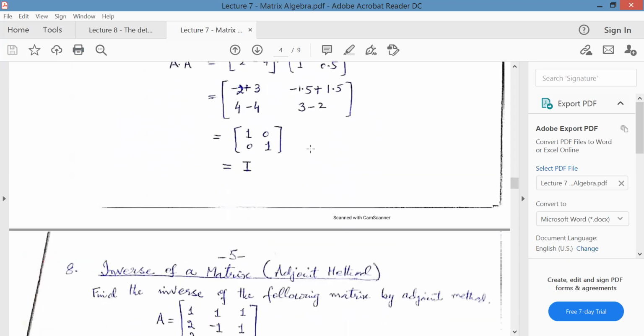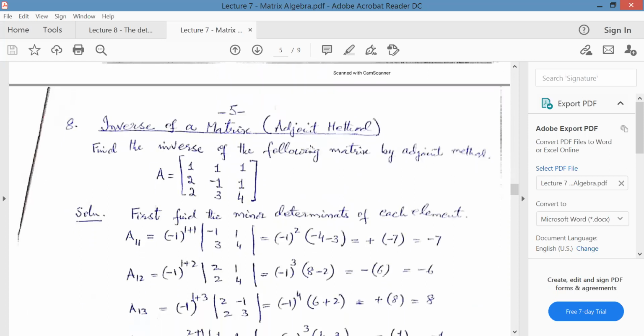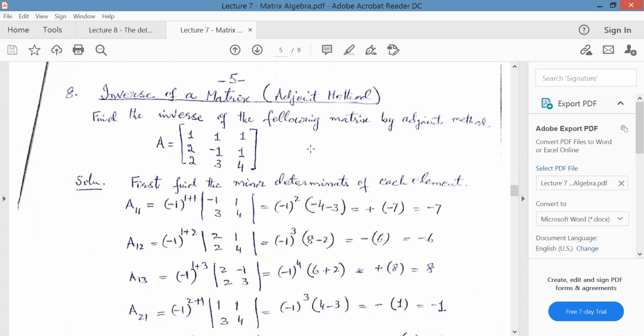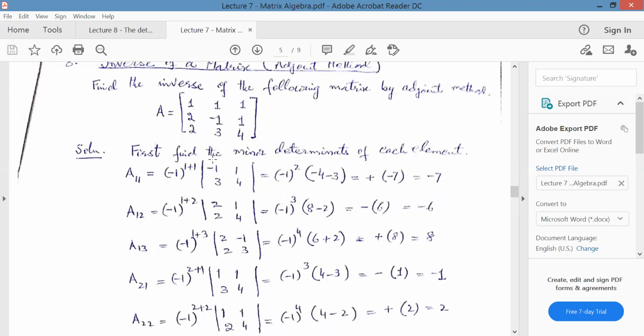Done. Now I'm taking the matrix of order 3. Inverse of a matrix, adjoint method. Find the inverse of the following matrix by adjoint method. देखिए एक मैट्रिक्स अब आपके पास ऑर्डर 3 की आ गई, इसको जरा ध्यान में अच्छी तरह रखिएगा.